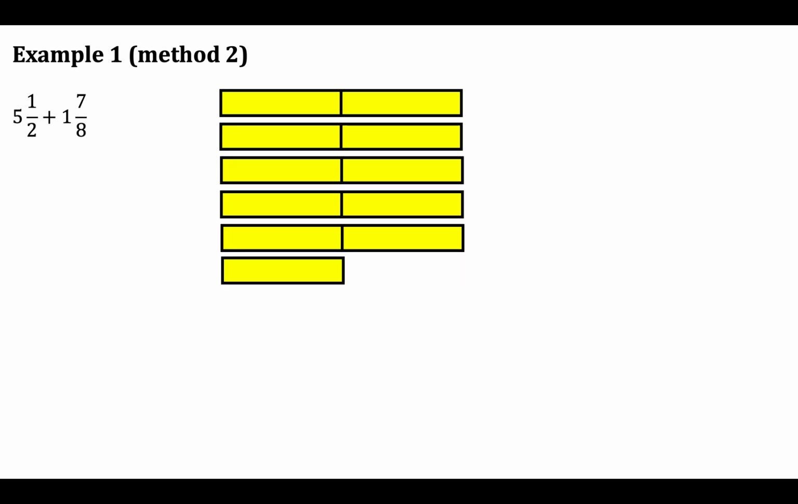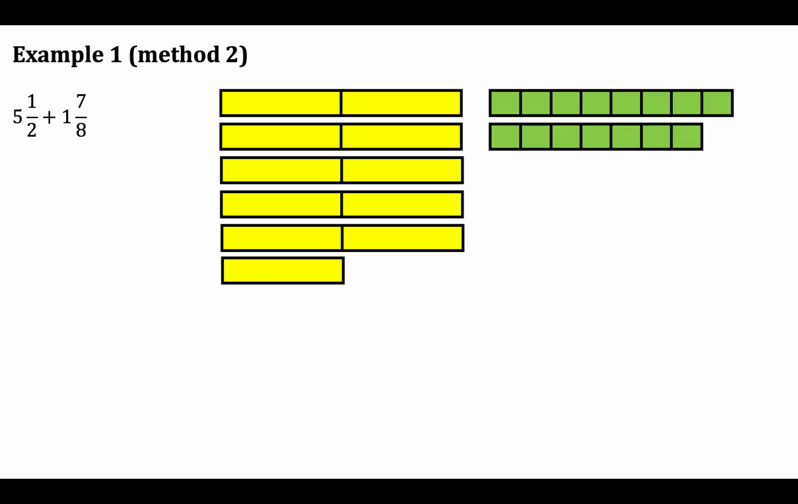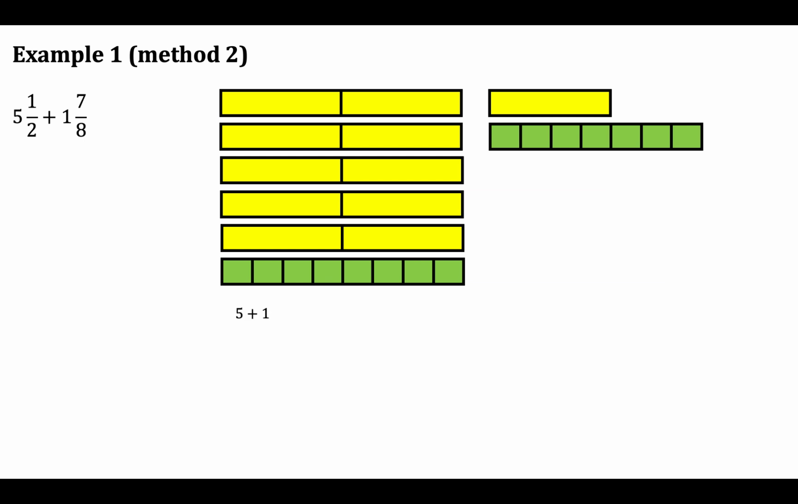We're now going to go through the same example again, but using a different method. So as before, we've got our 5½ and our 1 7/8. Now, if we look at the whole number part of our mixed numbers here, you can see that altogether we've got 6 wholes because we've got 5 from the first fraction and 1 from the second fraction. We also have our half and our 7/8, which we're adding together.